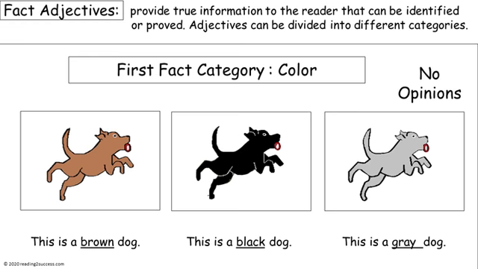Then the second picture shows a dog and the sentence says, "This is a black dog." We can identify that the dog is black and that is a fact. And then our third picture shows another dog and this sentence says, "This is a gray dog." We can identify the fact that it is a gray dog. So there are no opinions about the dogs on this slide.